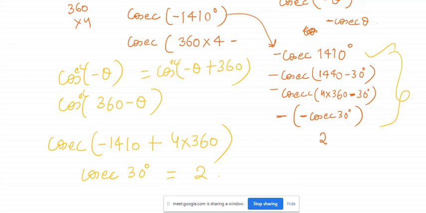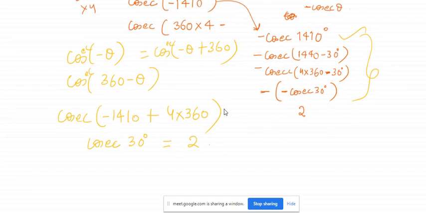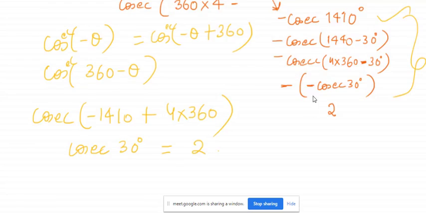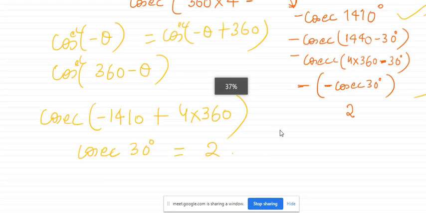This one is okay? Is it clear, this one? Yes, ma'am. Okay, so you can do it in this way or this way, whichever you feel is easy.